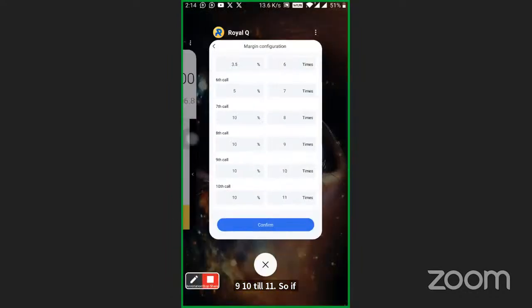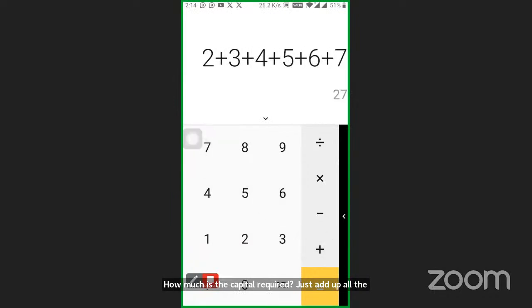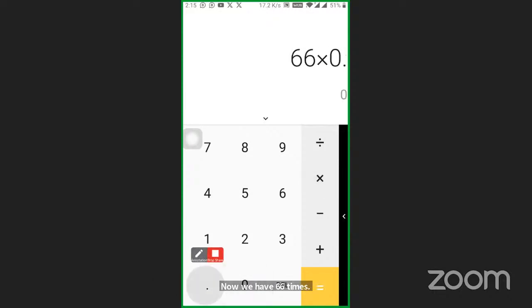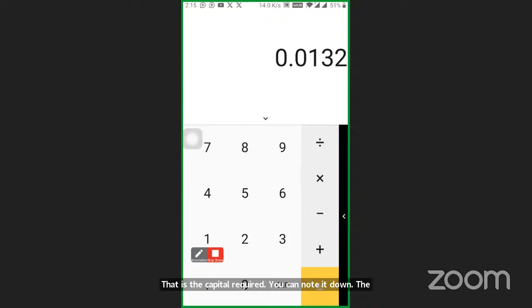So if you total all these margin calls, how much is the capital required? Just add up all the margin calls: 2, 3, 4, 5, 6, 7, 8, 9, 10, and 11. These are our 10 margin calls, and the total comes to 65. But don't forget to add one more. That was the first buy. Now we have 66 times of our first buy, which was 0.0002. So the total comes to 0.0132. That is the capital required. You can note it down: the capital required for +1 is only 0.0132 BTC.